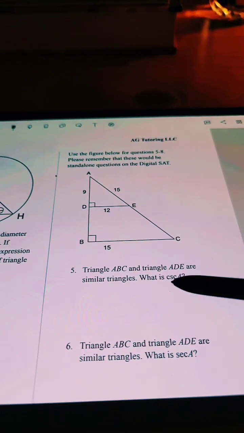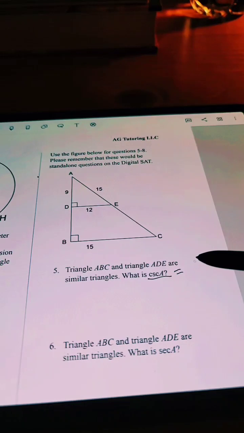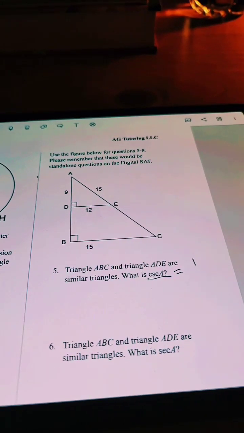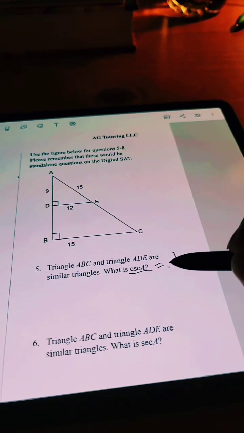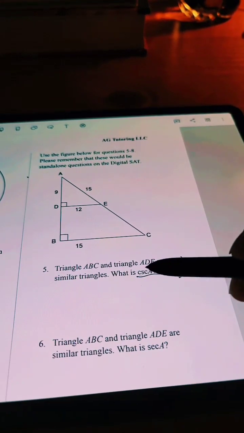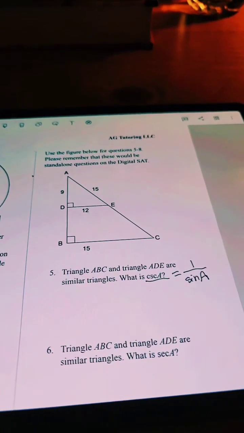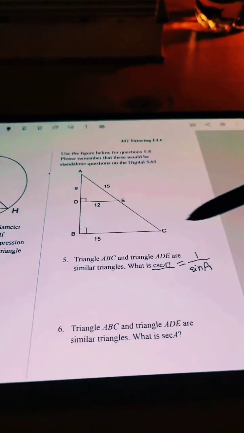So we're going to find out what is the cosecant of A. Remember, cosecant and secant are like the opposite of what you would think as the reciprocal. So it's 1 over the sine of A, because you would think it starts with C, it would be 1 over cosine of A. So it's like the opposite of what you would think. Maybe that'll help someone. That's just how I remember it.